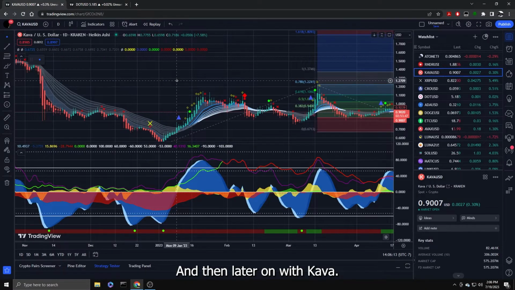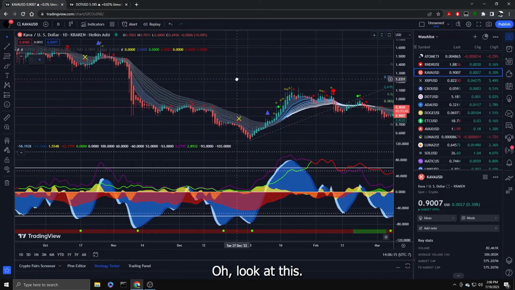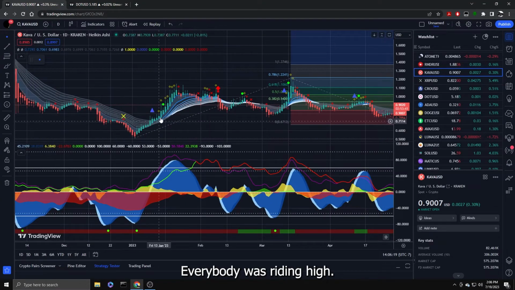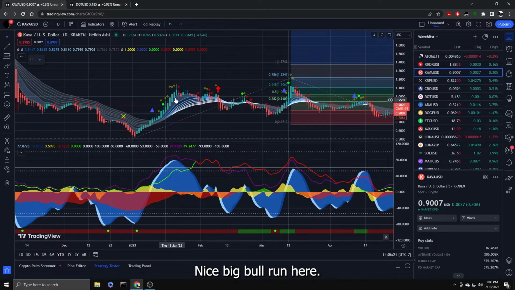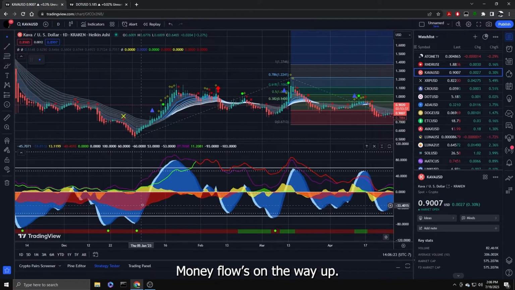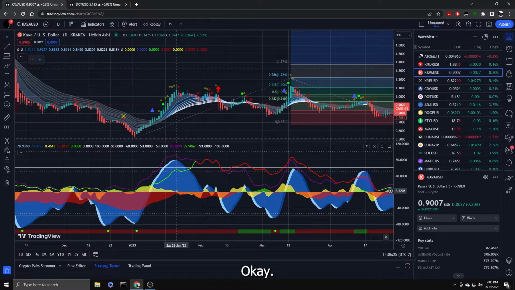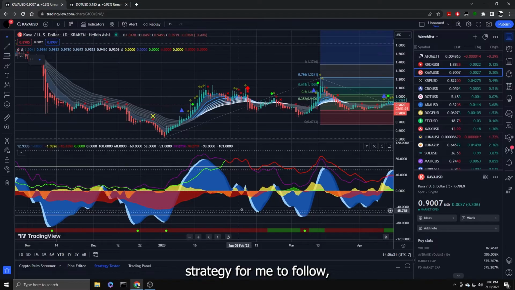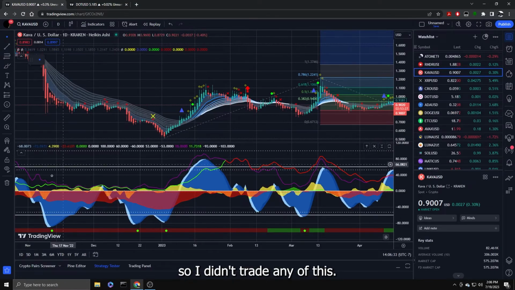And then later on with Kava, oh, look at this. This was in February, March. Everybody was riding high, nice big bull run here. Money flows on the way up, okay. Is it going to go into the green? It could. Turns out it didn't. There was no blue wave strategy for me to follow, so I didn't trade any of this.